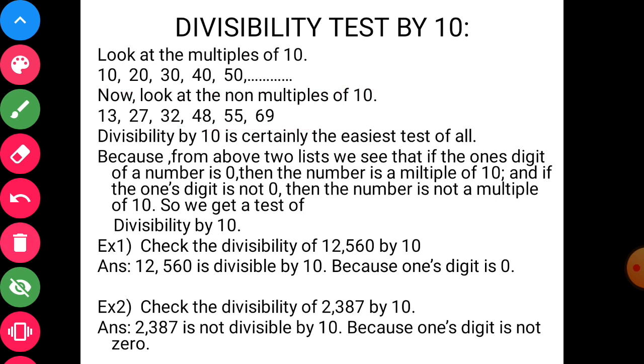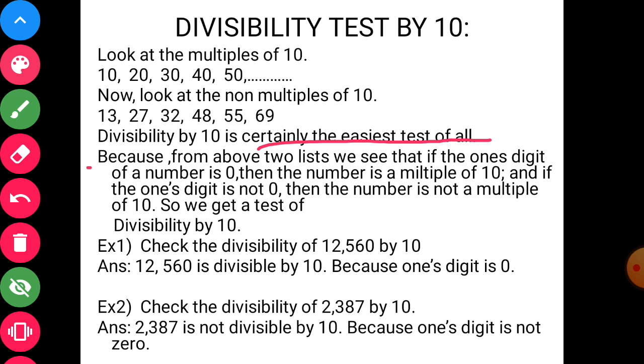If you observe, what can you observe here? In the multiples of 10, in ones place 0 is there. See here, everywhere 0 is there. But here the unit place numbers are different, see. So divisibility by 10 is certainly the easiest test of all. Why? Just you have to see the ones place of the given number, and if 0 is there, that number is divisible by 10. Only that much you have to see.